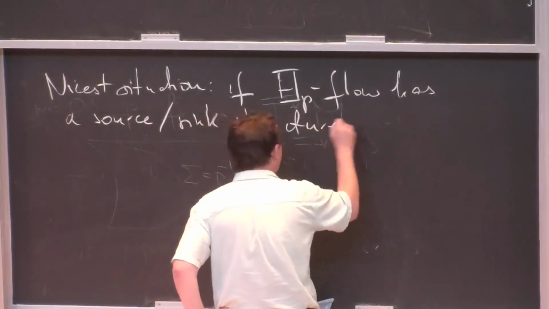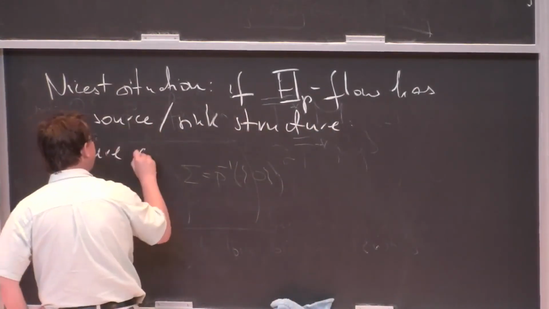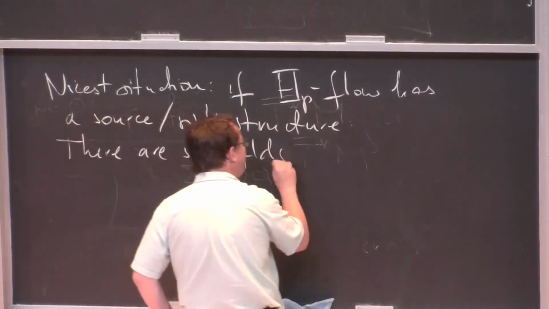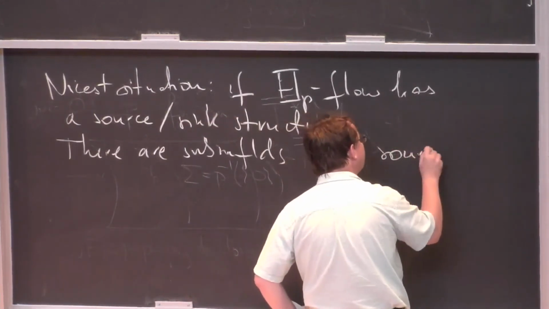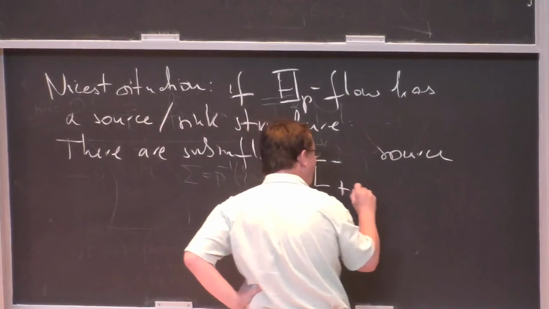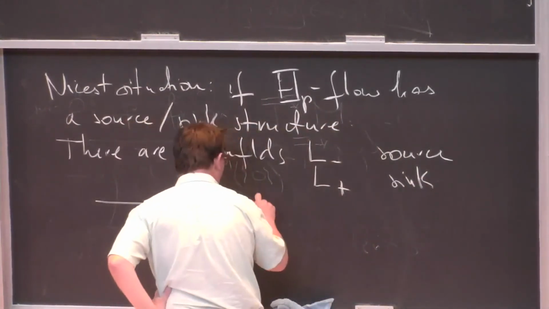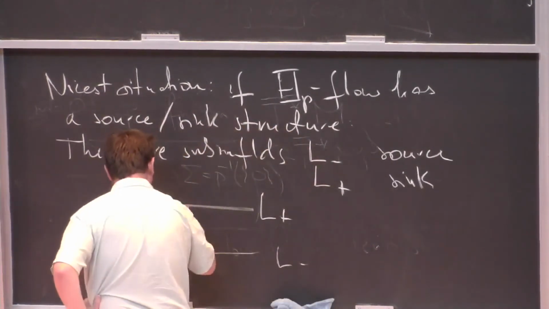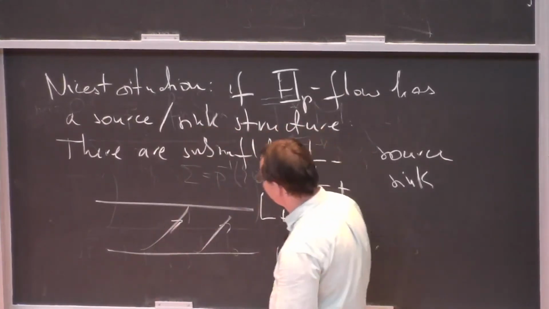So this means that there are submanifolds L minus, which acts as a source, let's say, in the dynamical system sense, and L plus acts as a sink. So the picture might be like this. Here's my L plus, that's my sink. Here's the L minus, a source, and the flow is supposed to go like this.